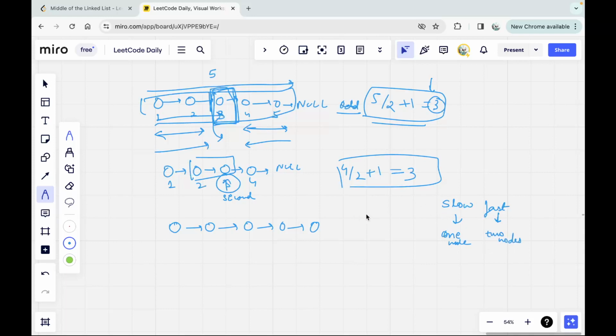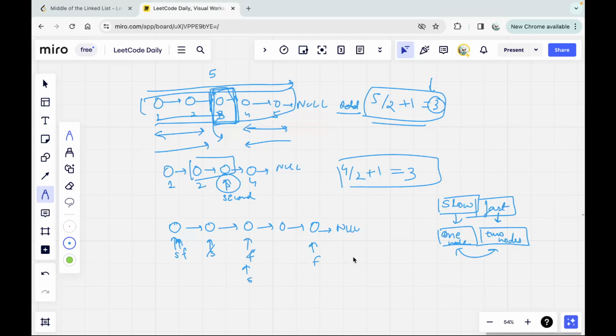Now why am I talking about slow and fast pointers here? The reason being, look, the slow pointer moves by one node, fast moves by two nodes. So can you see something, right? So let's say here we know there is going to be no cycle in this linked list, right? Because we have to find the middle node. So let's say your slow pointer is here and your fast pointer will initially be here only. Then your slow pointer will be here, your fast pointer will be here. This is the first iteration. In the second iteration, your slow pointer will move here and your fast pointer will move here.